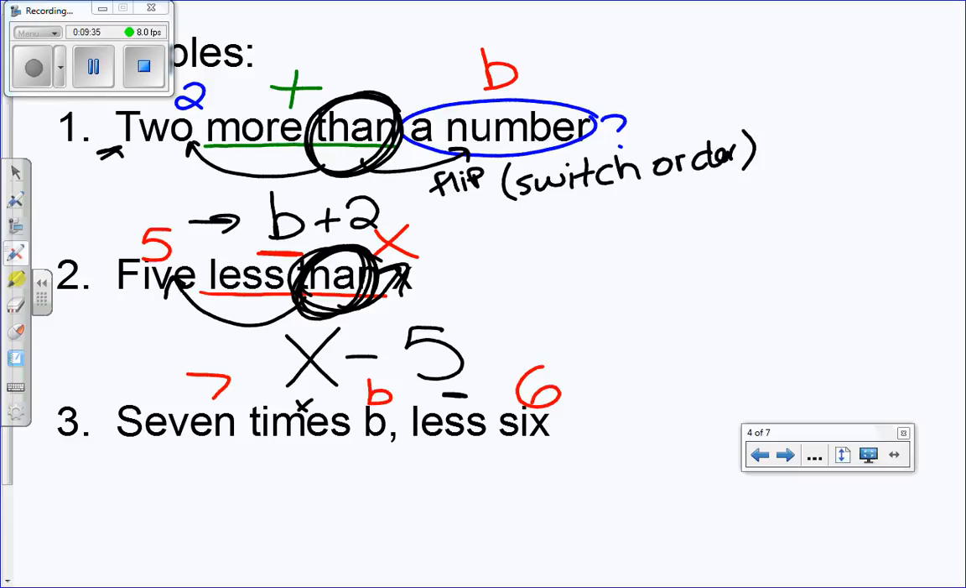All right, so everything has a symbol associated with it, whether it's an operation, a number, or a letter. I don't have the word than, so I don't need to worry about flipping anything around. I just need to write it out. So when I write it out, I have 7b minus 6.